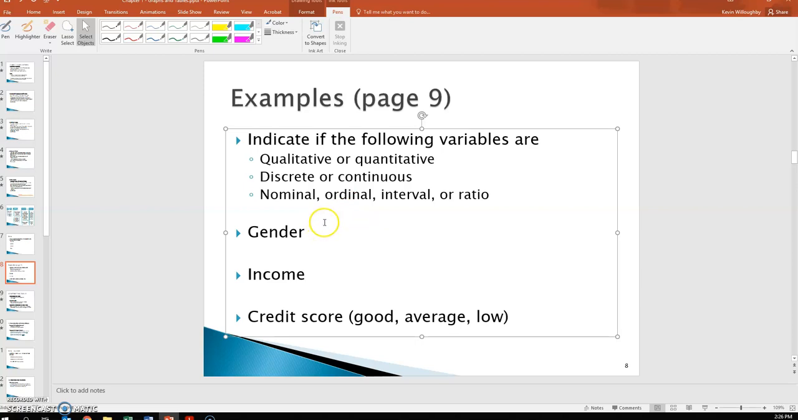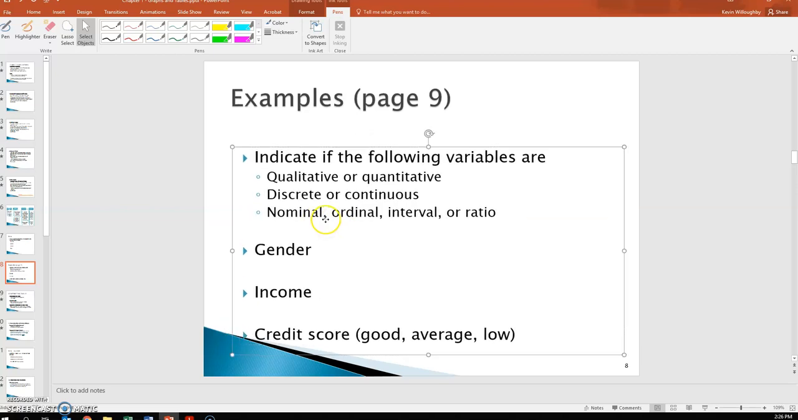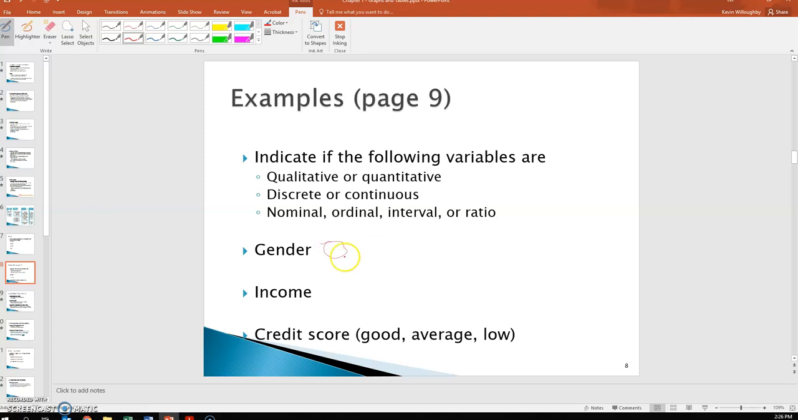Gender is going to be qualitative. I can't write. Let's see. There. Now I should be able to write. So qualitative. You know what? It doesn't work too well, obviously, when I'm writing into PowerPoint. So just have to bear with me.